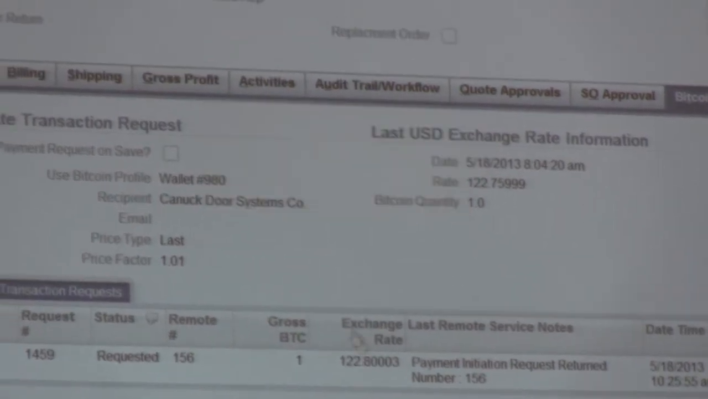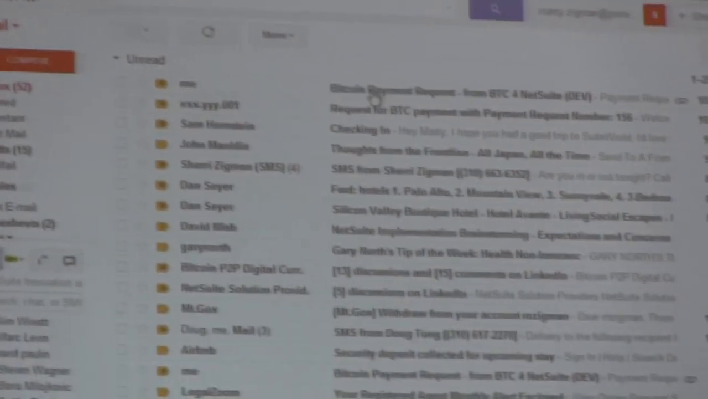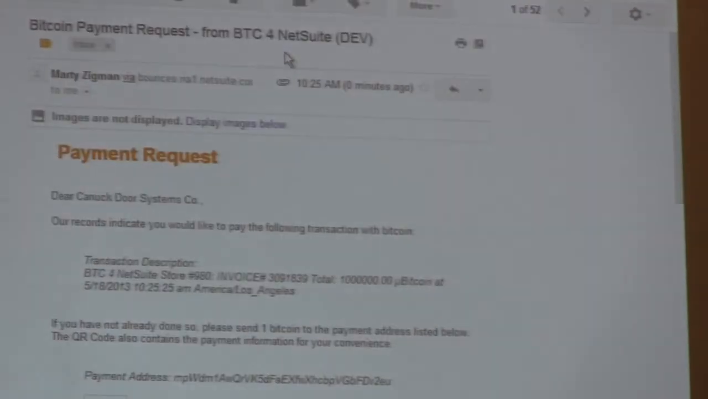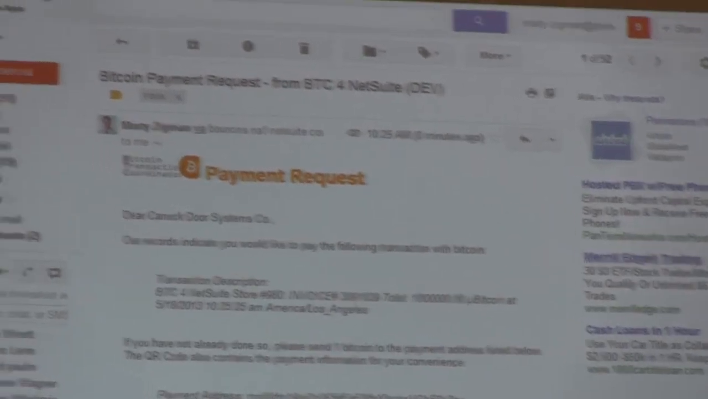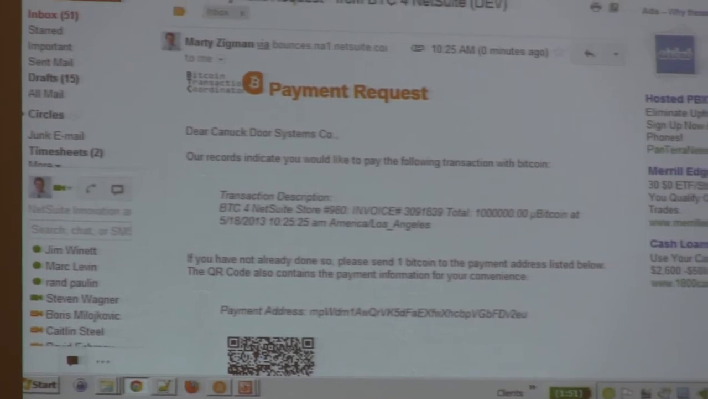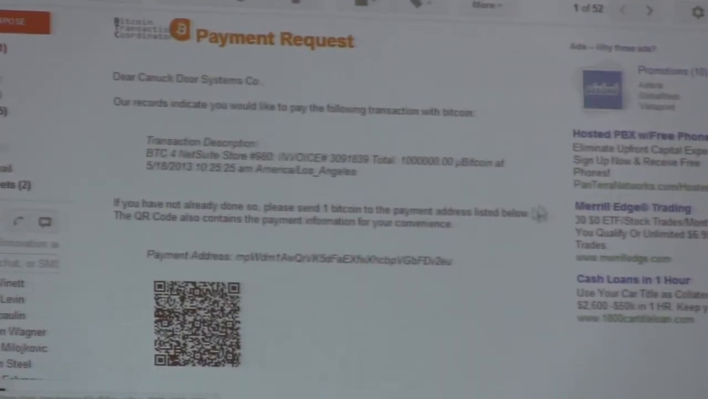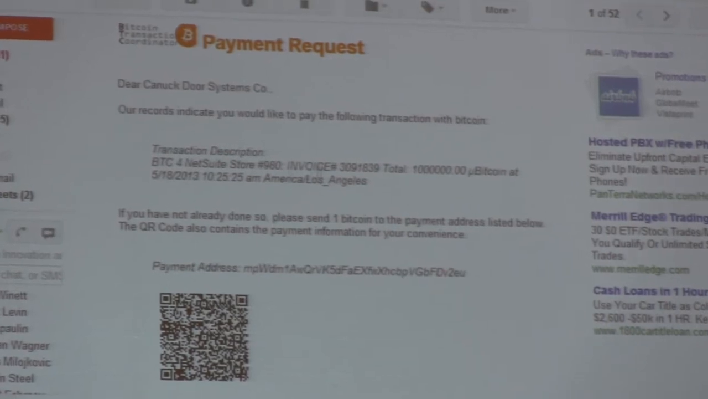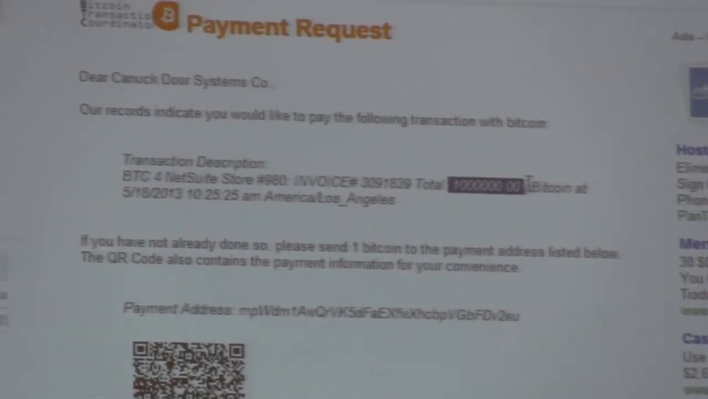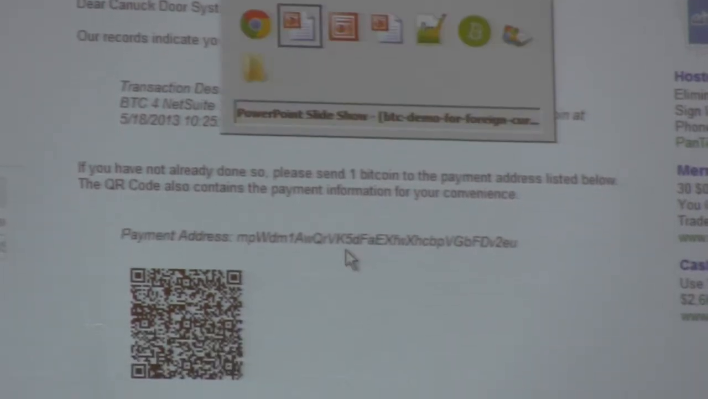Let's go now look from the customer's perspective. We now have a payment request that's arrived. I see this has just arrived. So now I'm the customer, right? And now I need to pay for the goods and services. Here we have an email, which is a request for payment. We can see that this was the invoice. We're asking for this many micro bitcoins, right? And here is the address. So let's go do that.